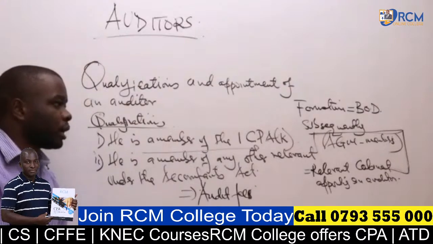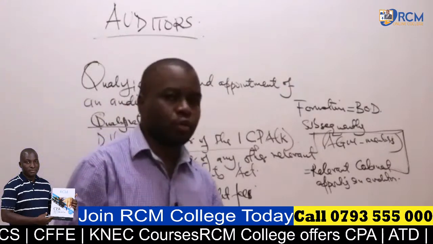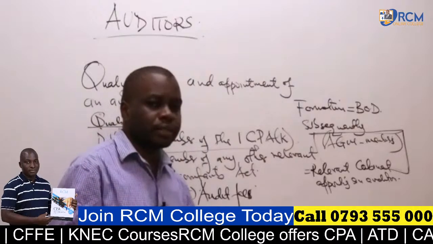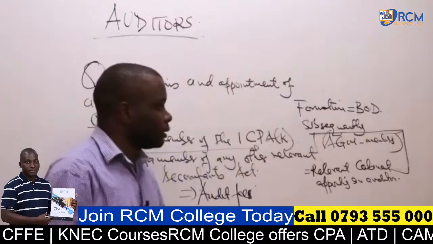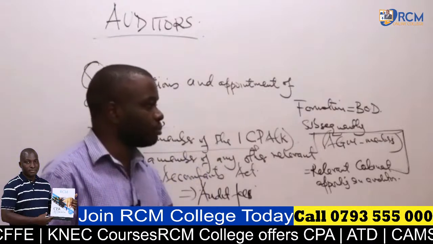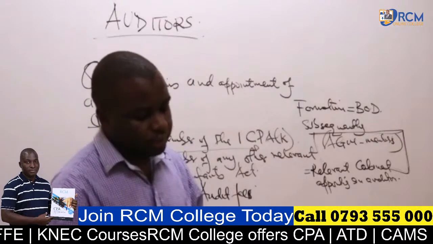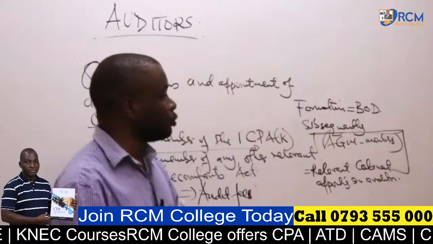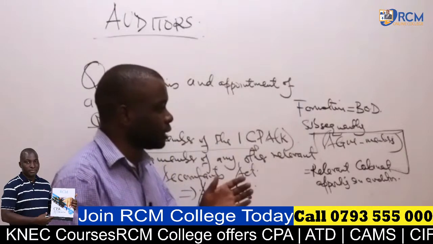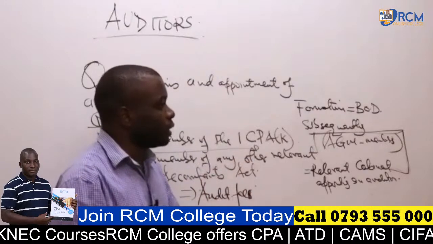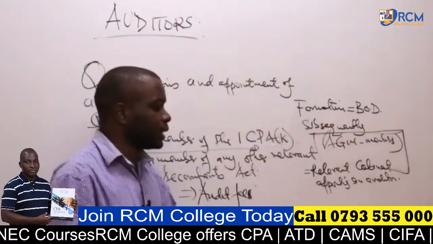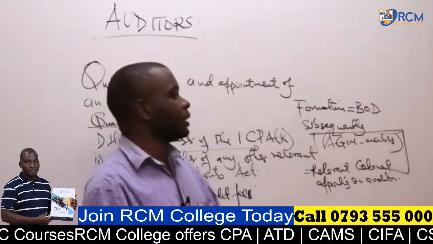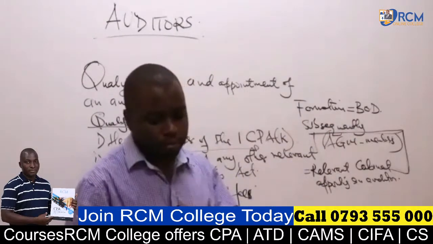Then number three, what you can talk about: if there's a casual vacancy in the office of the first auditor, it will be filled by the directors. Remember, a casual vacancy that has arisen before the first AGM, the directors are the ones who will appoint the auditor to serve until the end of the first AGM. So it will be filled by the directors of the company.